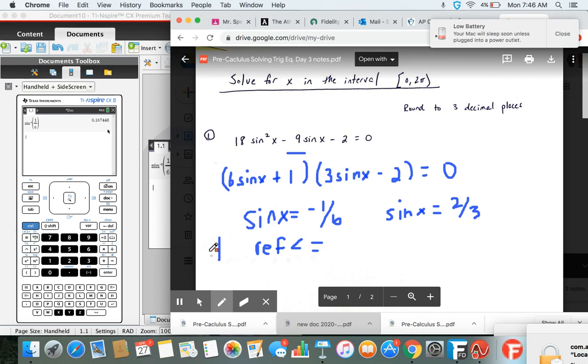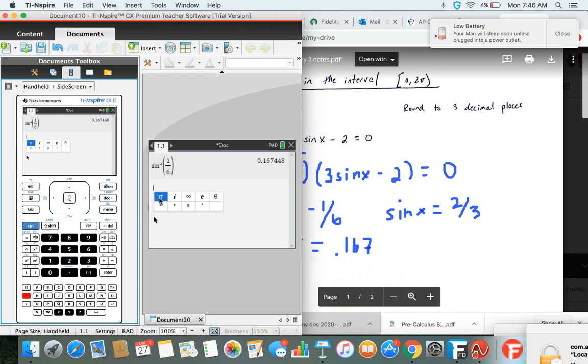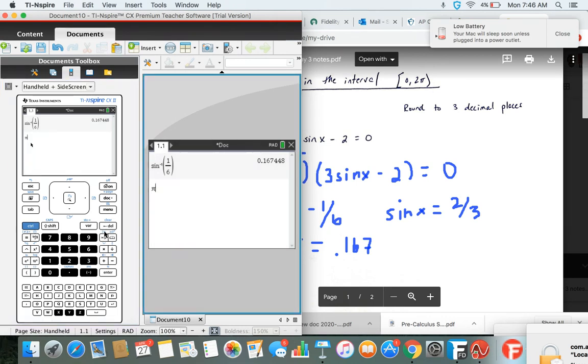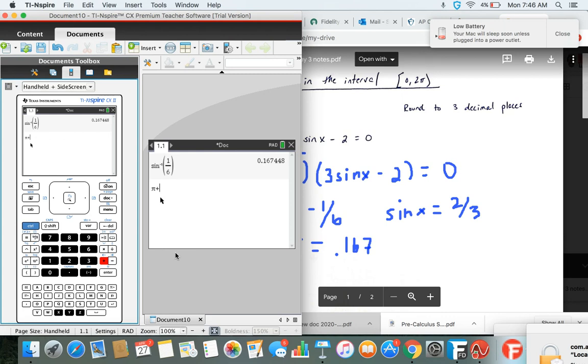where is sine negative? And it's negative here and here. So the reference angle that we just found, rounded to 3 decimals, was 0.167. Okay. However, that's not going to be my answer. Since I'm in quadrants 3 and 4, it's going to be pi plus 0.167.